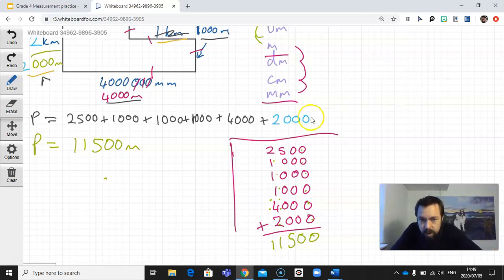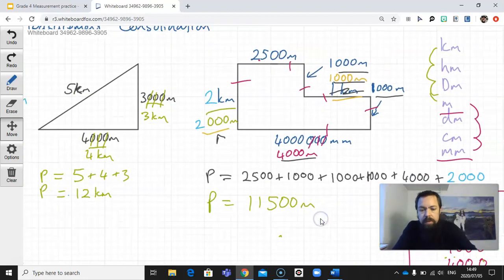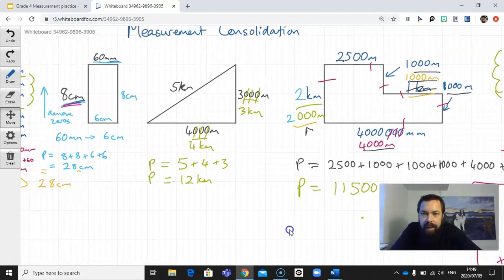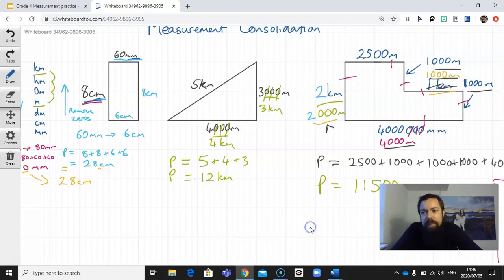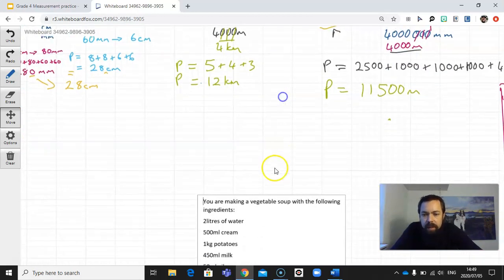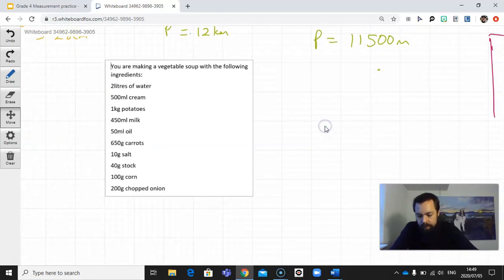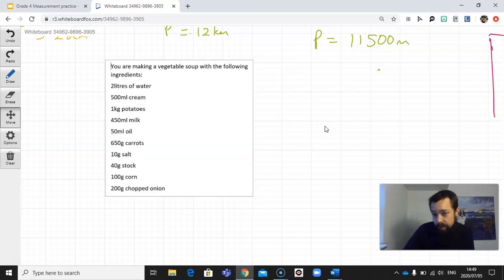Okay, so that's 3 practical examples using conversions of length when we've been given the shape and we need to work things out. Let's go down to this one over here. So in fact, I've made this up, and I don't know that this will be a particularly tasty soup. I just made it up because I needed numbers to work with in maths.